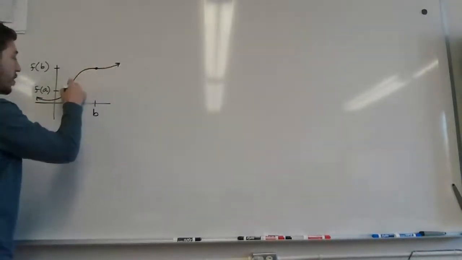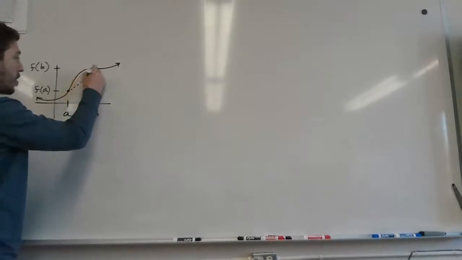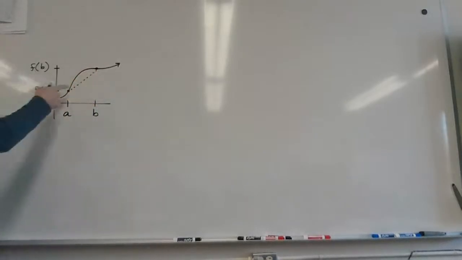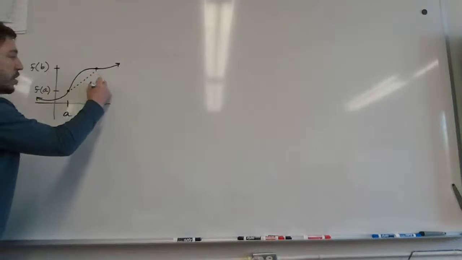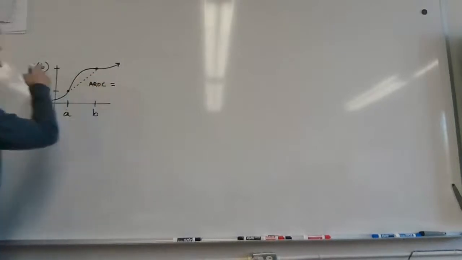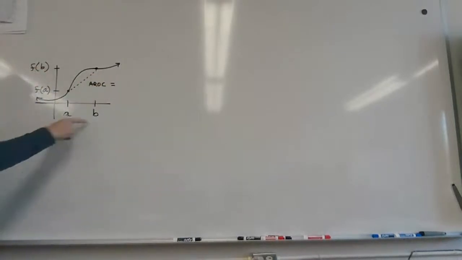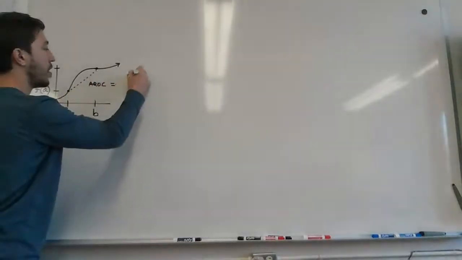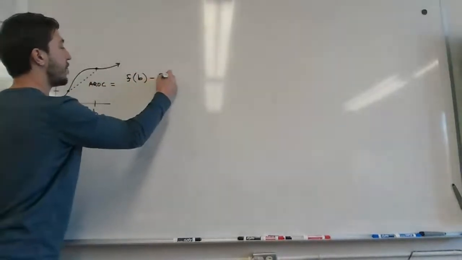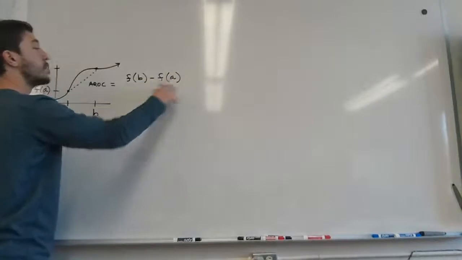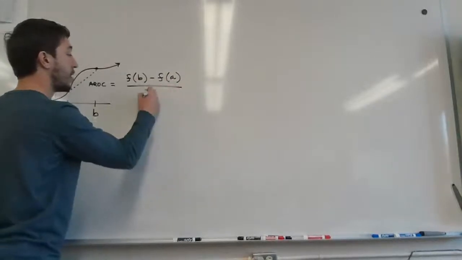By the way, what is the average rate of change of this general function if it's f of b and f of a? There you go. f of b minus f of a, that's the rise, divided by b minus a.